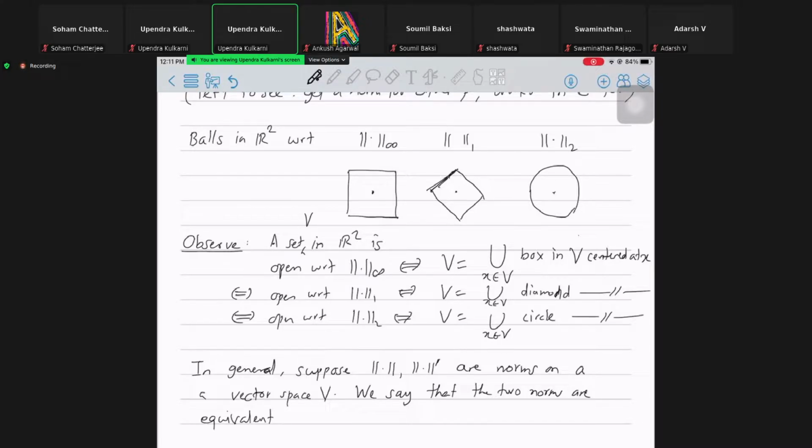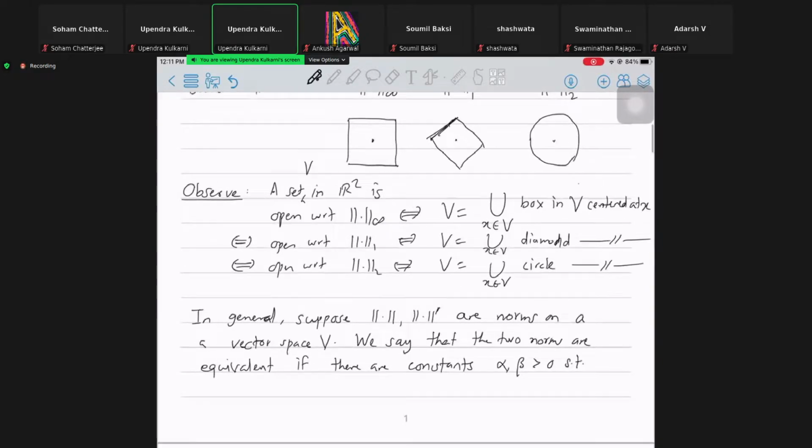We say that the two norms are equivalent if there are constants alpha, beta greater than 0, such that if I take the first norm, each one of the norms lies within a fixed scalar multiple of the other, such that for all x.